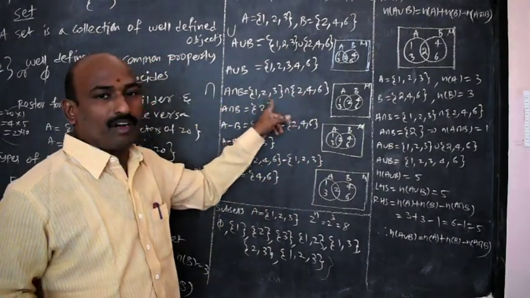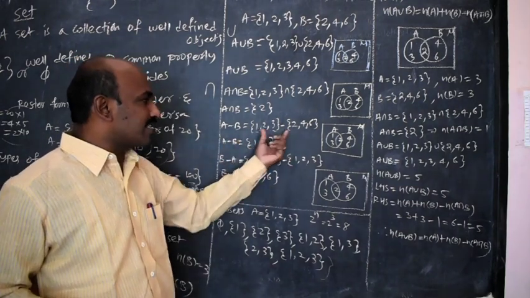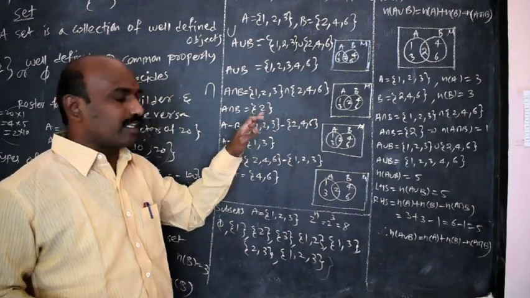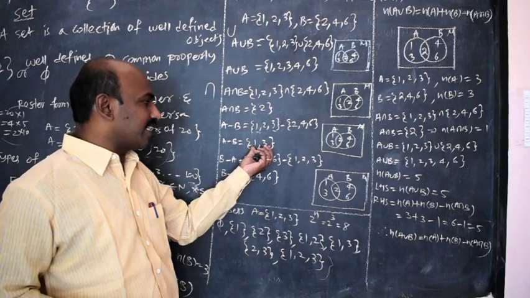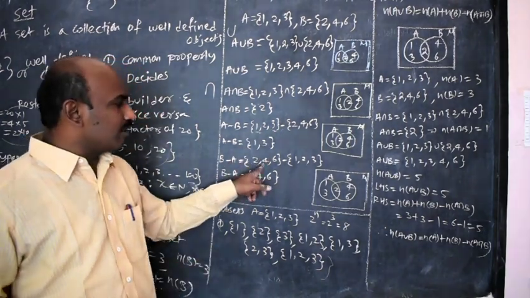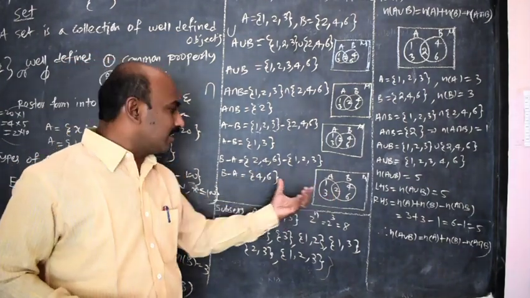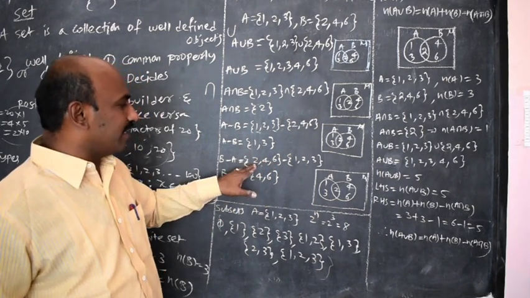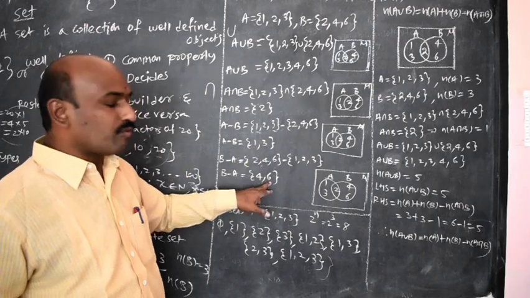Here 2 is common, so we take 2. A minus B, here 1 2 3 minus 2 4 6. If any common elements are there between A and B, then remove that common element and list out only the elements A contains: 1, 3. Here only A is 1, 3. If you take B minus A, 2 4 6 minus 1 2 3, B minus A means only the elements in B, not in A. That's why we remove 2 and write 4, 6.